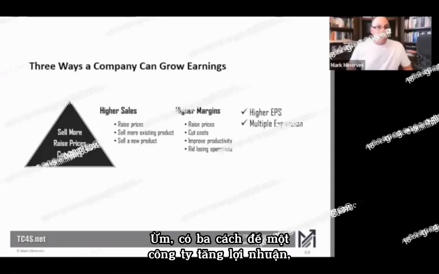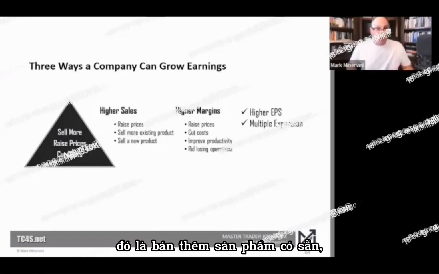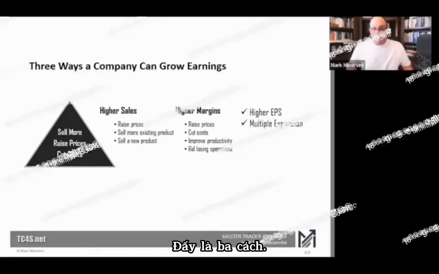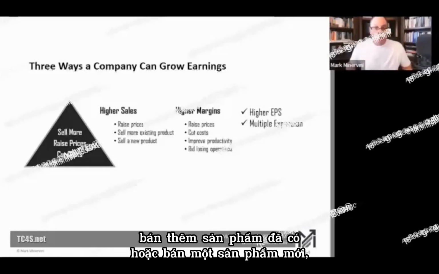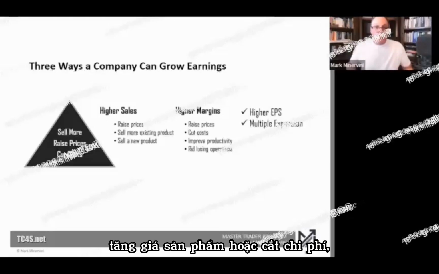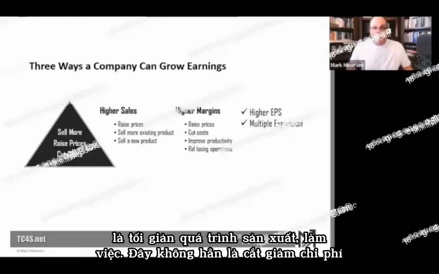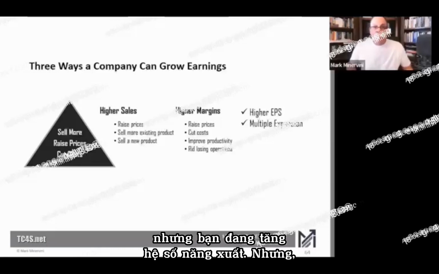There's only three ways that a company can increase earnings, and that is to either sell more of an existing product, raise their prices, sell new product, or cut cost. All right. So that's three ways: sell more, raise prices, or cut costs. Cutting costs could be getting rid of losing operations, or streamlining productivity. That's another way. You're not cutting costs, but you're more productive.